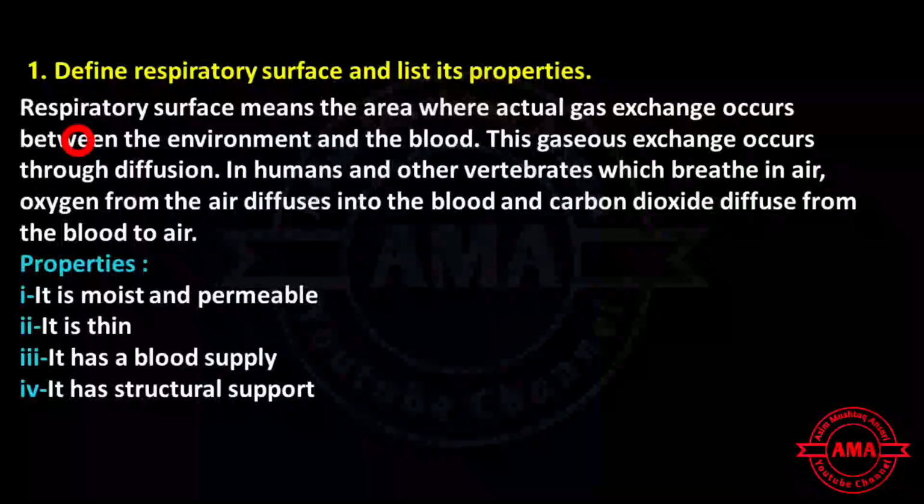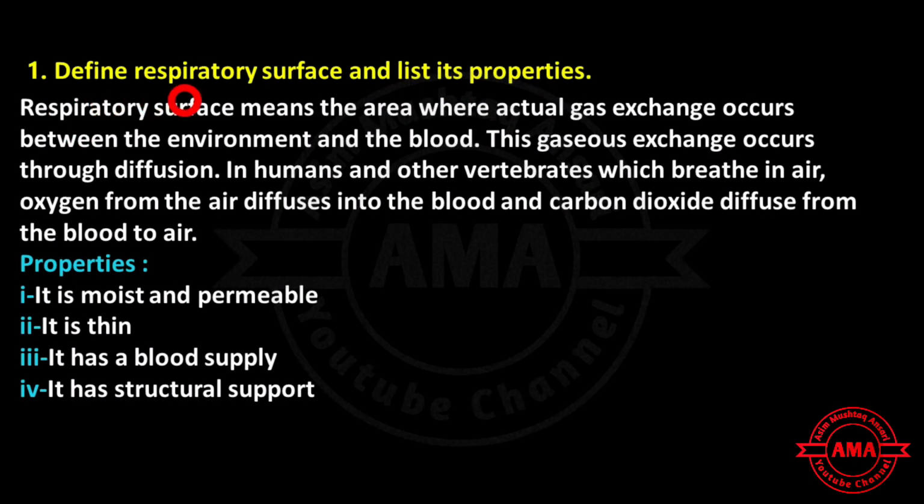First short question: Define respiratory surface and list its properties. Respiratory surface means the area where actual gas exchange occurs between the environment and the blood. This gaseous exchange occurs through diffusion in humans and other vertebrates which breathe in air. Oxygen from the air diffuses into the blood and carbon dioxide diffuses from the blood to air. Properties: it is moist and permeable, it is thin, it has a blood supply, and it has structural support.